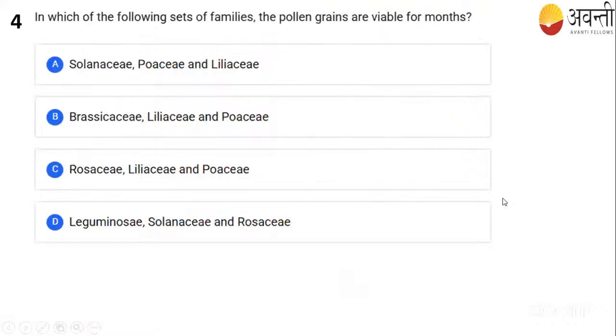Okay, so now let us understand the next question. In which of the following sets of families are the pollen grains viable for months? We have studied that, right? The pollen grains will be viable for months in which family? Option A, Solanaceae, Poaceae, Liliaceae. Now you can tell me from these options which one is correct, guys.